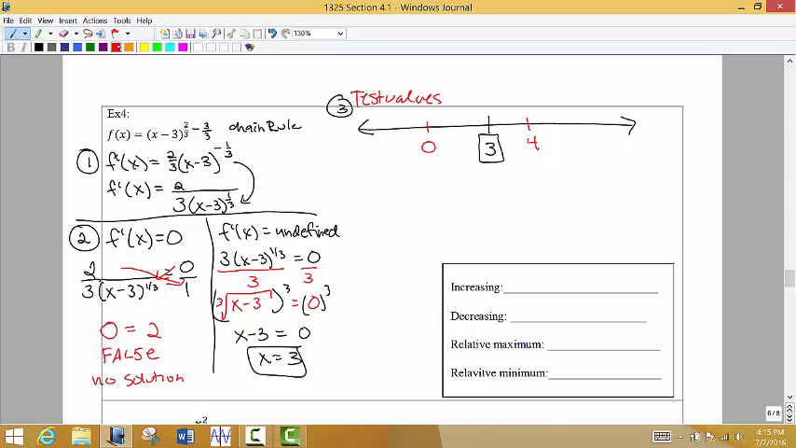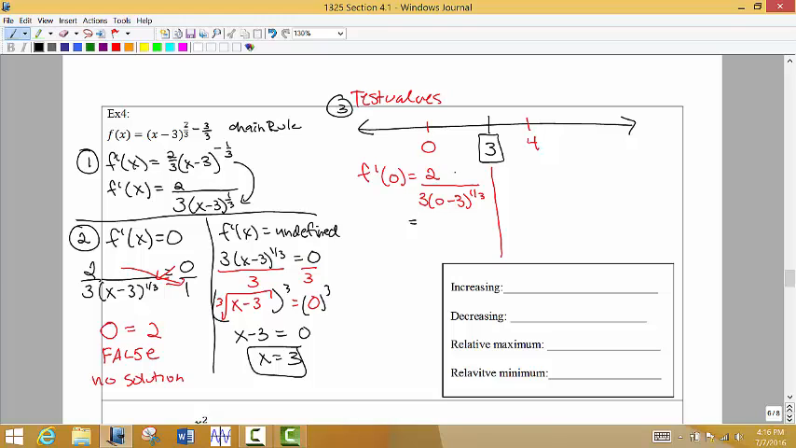Now, where do we plug the test values in? To the original function or to the first derivative? Okay, the answer is the first derivative. So make sure that you're plugging into the first derivative. Remember, we're trying to find the slope. What is the slope when x equals 0? What is the slope of that tangent line? So we'll plug it into the first derivative and see what we get. So I get 2 divided by 3 times 0 minus 3, cube root of that.